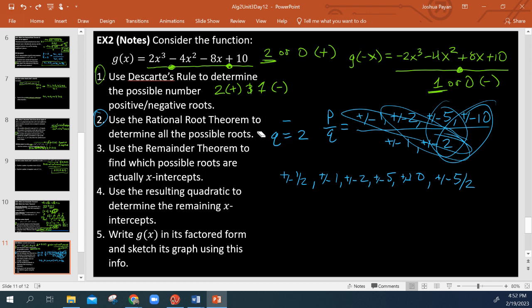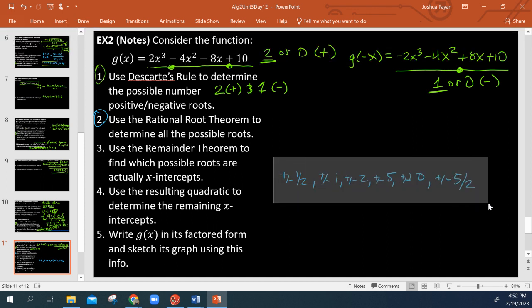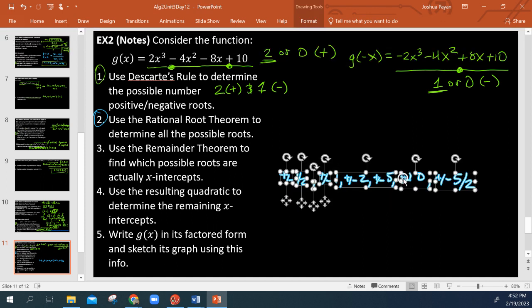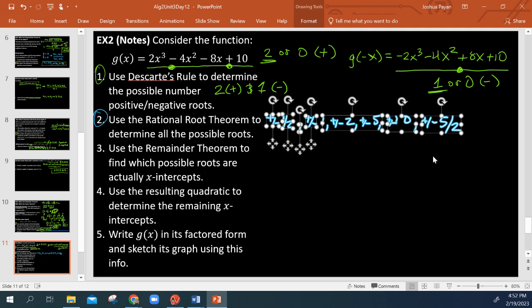So I'm going to go ahead and erase, give myself some room, and I'm going to rewrite these. Or maybe let's see, maybe it'll let me select these. Yes! Let me just move these up. So those are my possible rational roots.